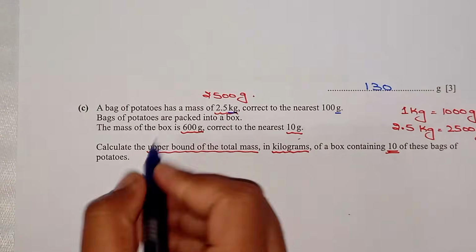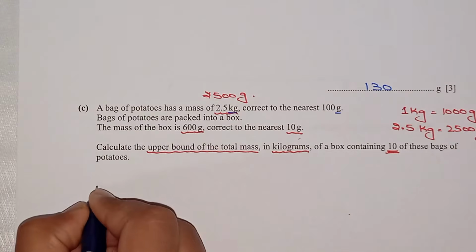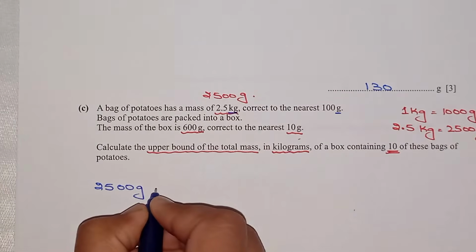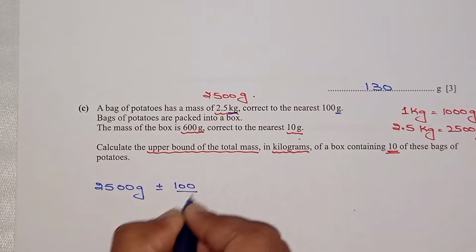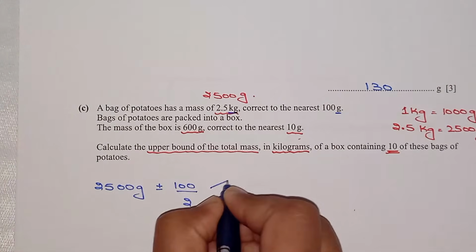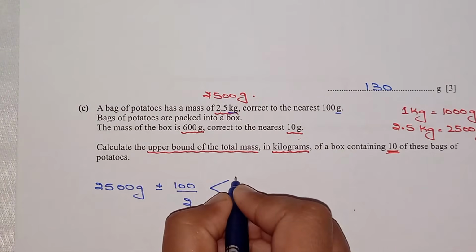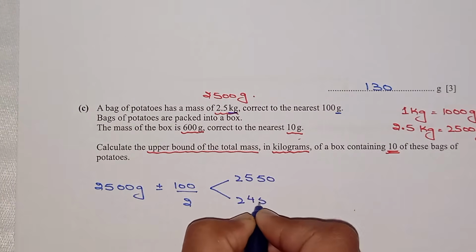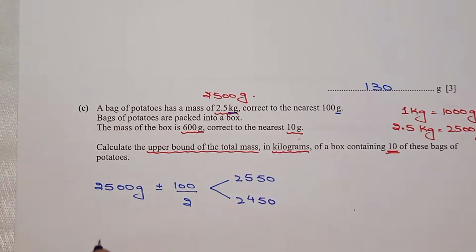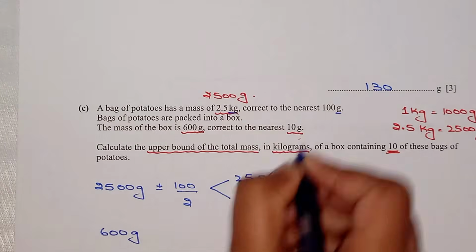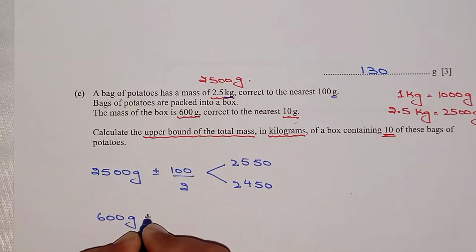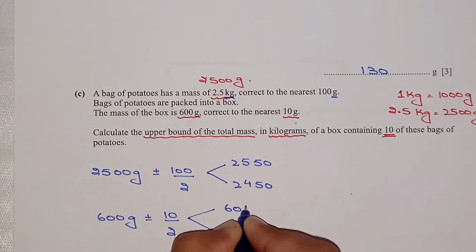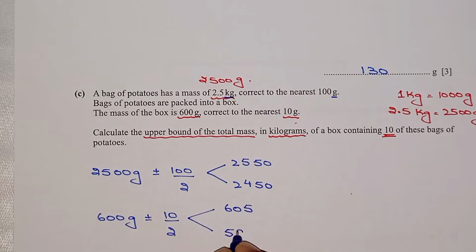Okay, so first we need to find the upper bound. For the upper bound, 2500 grams, correct to the nearest 100 grams, means plus or minus 100 divided by 2. This would be equal to 50. So we need to add 50 and subtract 50, so 2550 and 2450. And 600 grams, correct to the nearest 10 grams, so plus or minus 10 divided by 2, that would be 5. So adding 5 and subtracting 5, we get 605 and 595.